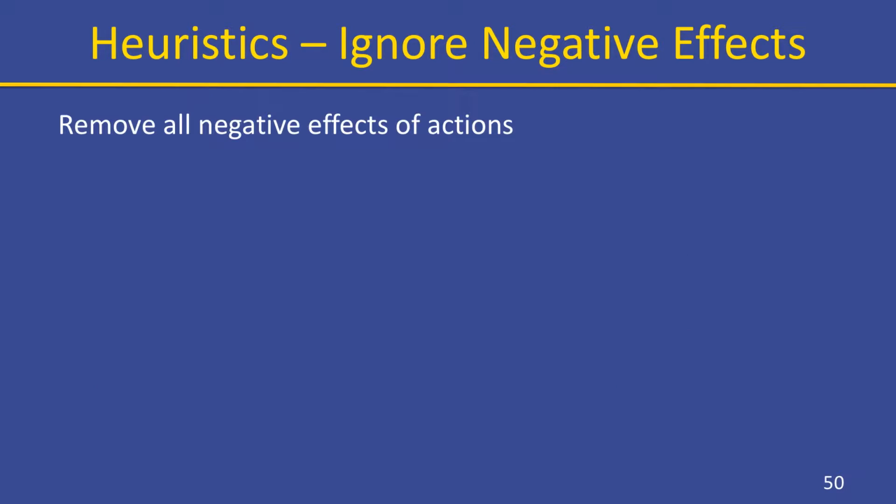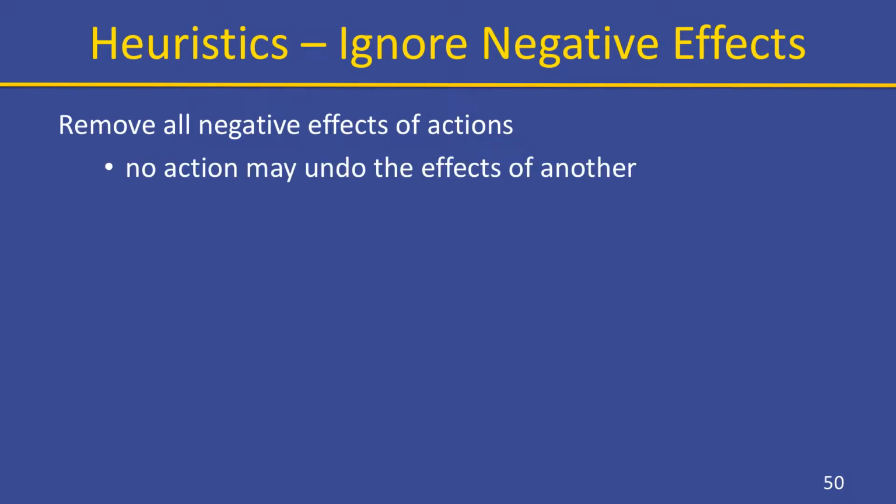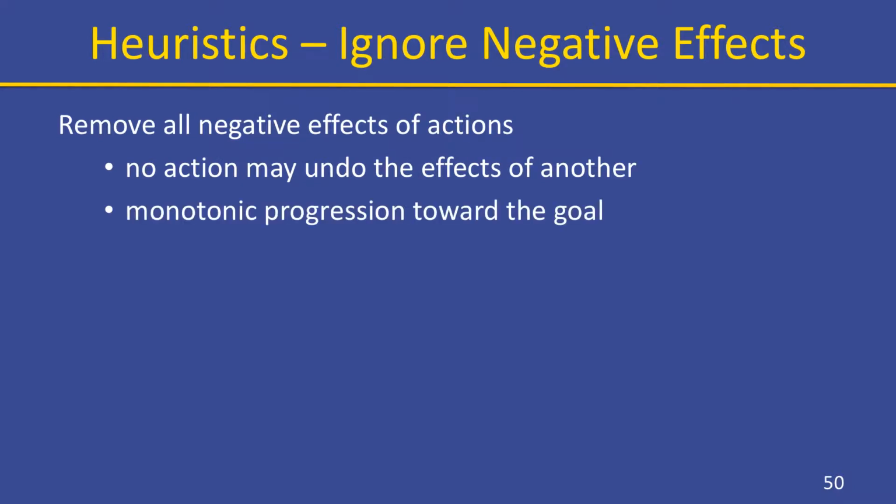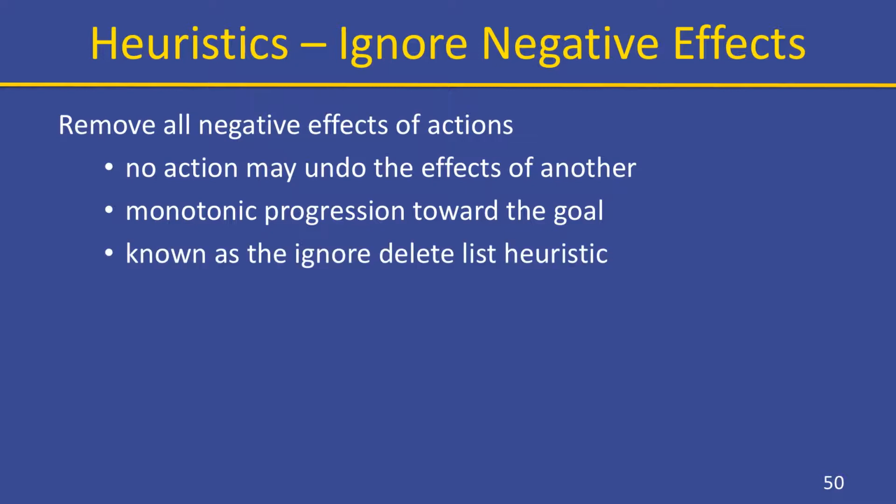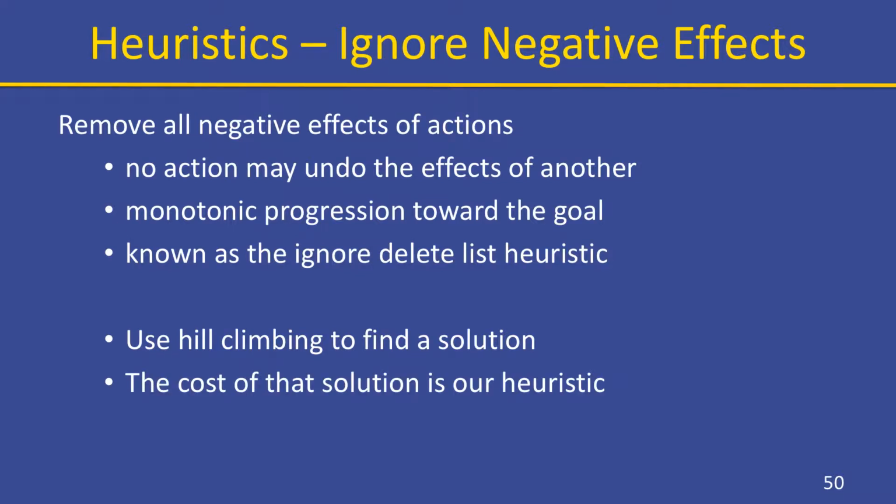We can also ignore negative effects of actions. So, no action may undo the effects of another. We get a monotonic progression toward the goal if we do that. And this is known as the ignore delete list heuristic. We then use hill climbing to find a solution, and the cost of that solution is our heuristic.